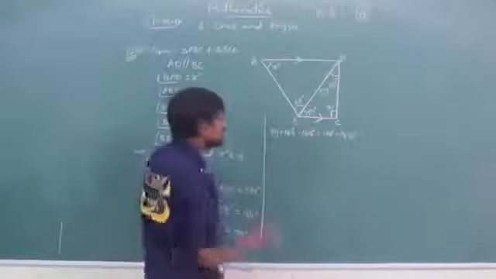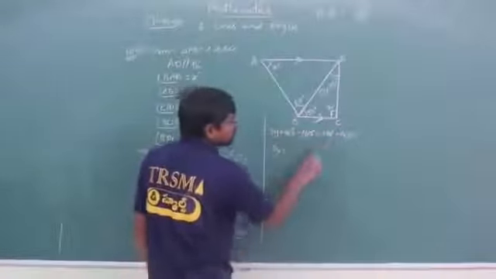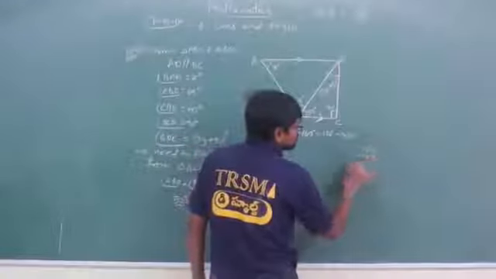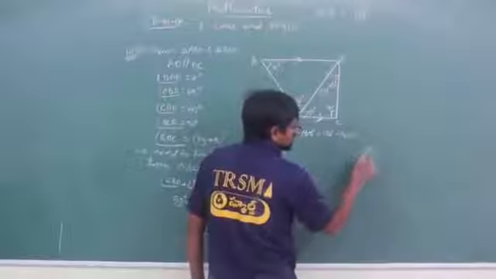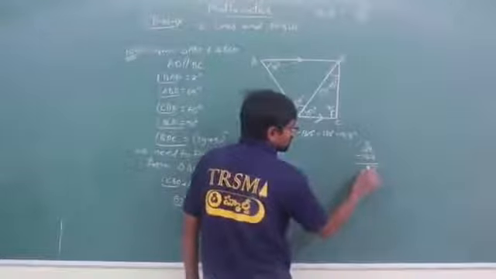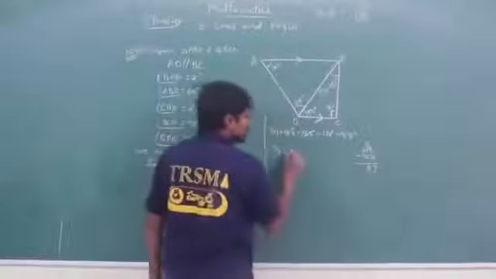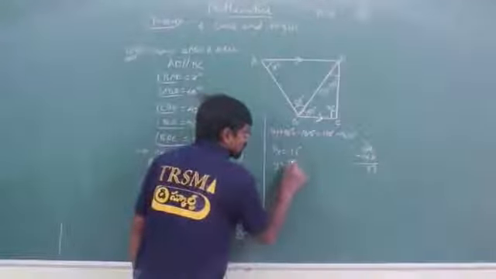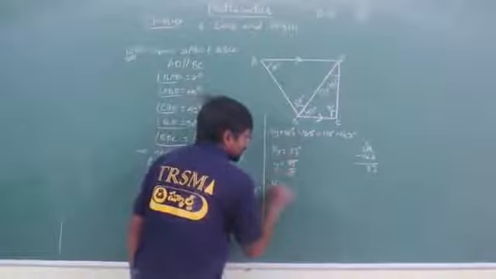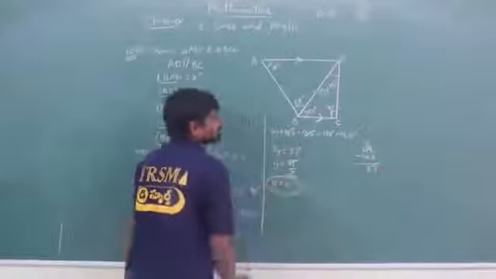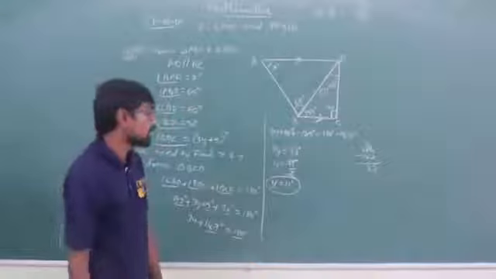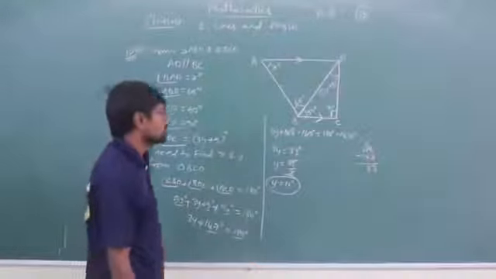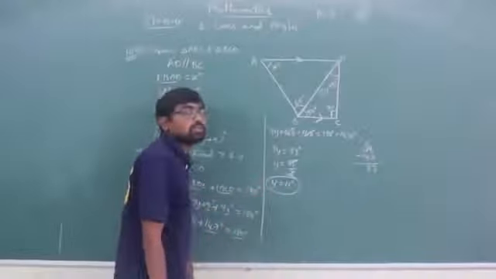Plus and minus will become 0. So 3y is equal to 180 minus 147. 10 minus 7 is 3. Here I am getting 33. So 33 degrees. So y is equal to 33 degrees divided by 3. If I cancel this, I will be getting 11 degrees. Therefore the value of y I have got is 11 degrees. So this is how we have got the value of y.